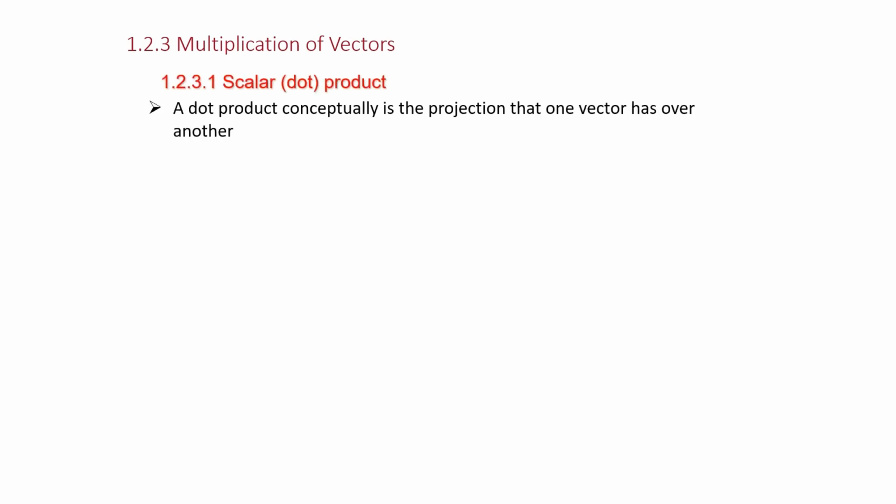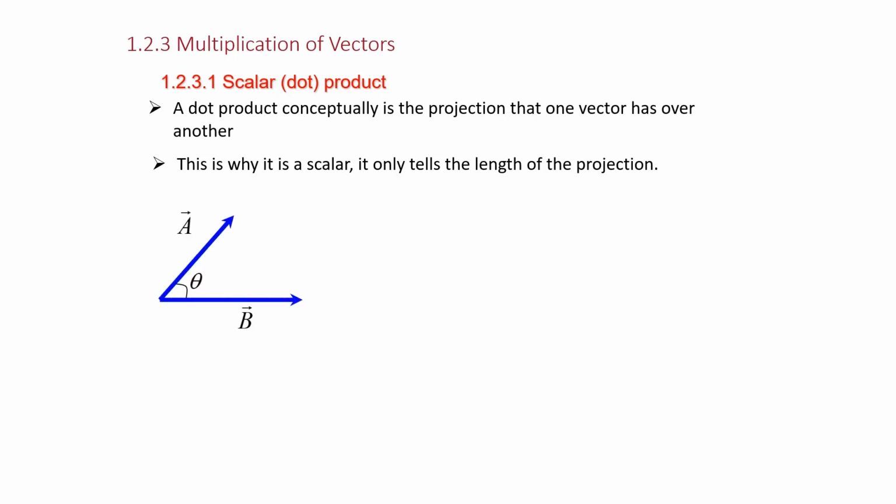There are two types of multiplication of vectors. The first one is the scalar or dot product. A dot product conceptually is the projection that one vector has over another. This is why it is a scalar. It only tells the length of the projection. Given in the figure two vectors, vector A and vector B with an angle theta. When we do A dot B, it will be the projection of vector B onto vector A.